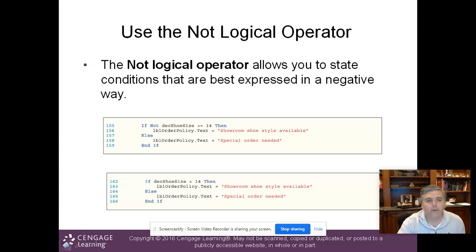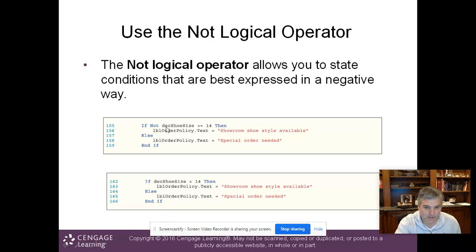So here is an example. These two examples are the exact same thing. We say, if not desk shoe size is greater than or equal to 14. To me, that's very complicated. You can write that as if desk shoe size is less than 14. So these mean the same thing. Which one is easier to read? To me, the bottom one is much easier to read.